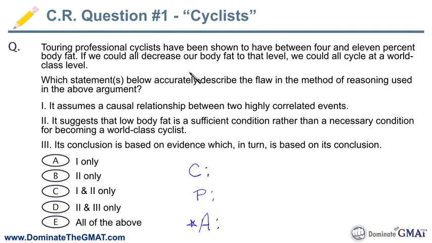But when we look at this argument, what's the conclusion? Well, it says, if we could all decrease our body fat to that level. Anytime you see an if-then type of statement, the then portion is usually going to be the conclusion, right? If such and such, that by definition is going to be a premise, then what? Then the conclusion: then we could all be world-class cyclists. So the conclusion is going to be something like that. Well, based on what premises? Based on the fact that we see this going on between 4 and 11% body fat.